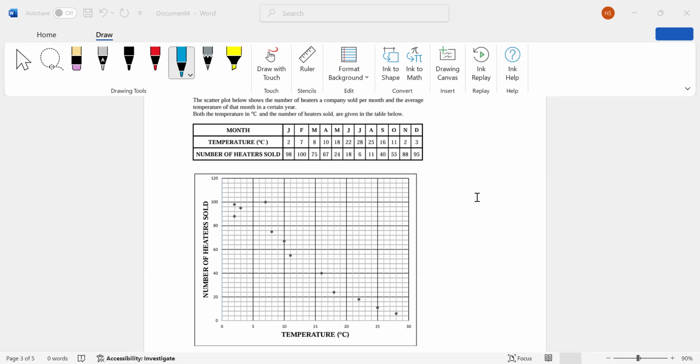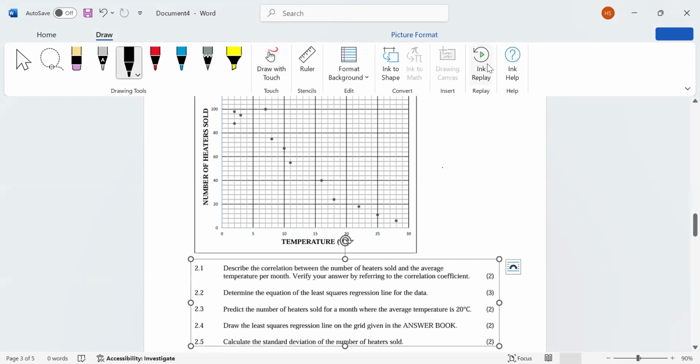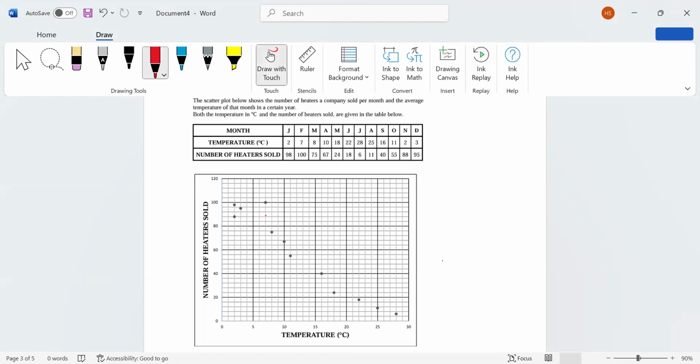So number 2.1: describe the correlation between the number of heaters sold and the average temperature per month. Verify your answer by referring to the correlation coefficient. So first, let me share the information on the table before calculating. They said R is negative, so we should start by giving the answer without even calculating. We'll calculate later.